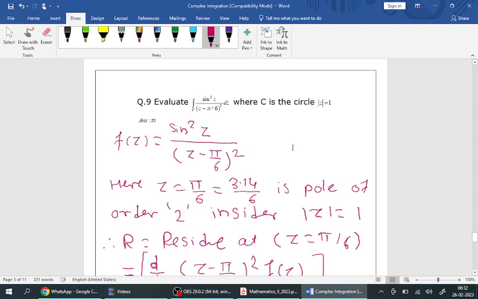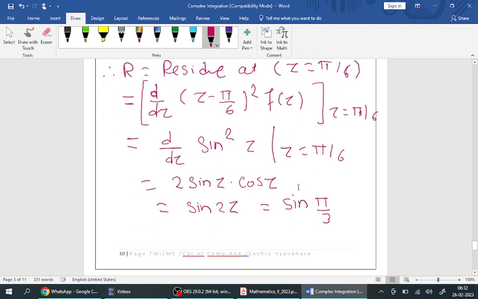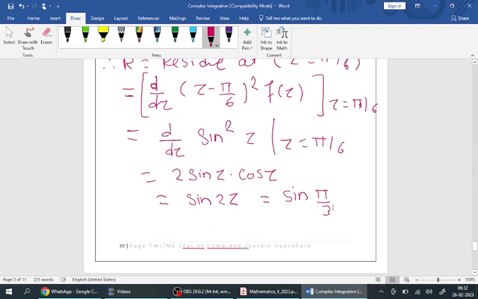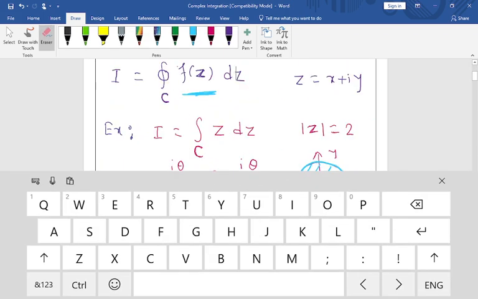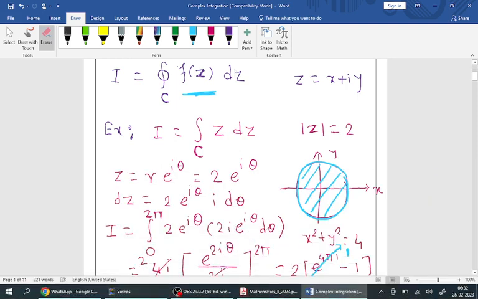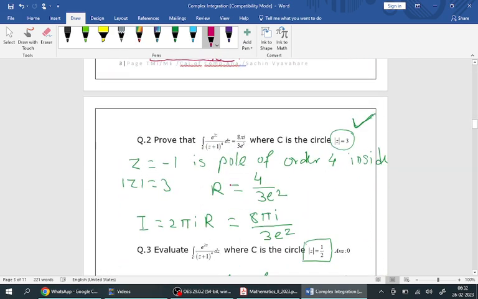Oh, my mistake. It is a bracket cube there. I started with a bracket square, because of that the answer is coming different. I took a pole of order 2. If it is a pole of order 2, it is sine pi by 3, root 3 by 2, into 2 pi i will be the answer. But here it is a bracket cube. So let me correct a little bit here. First thing is, we have that bracket cube. Okay, my mistake, just a minute, sorry.